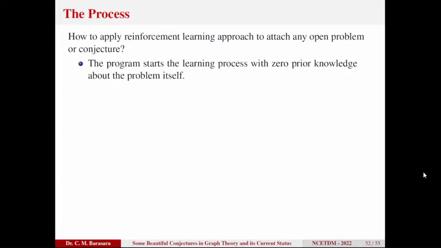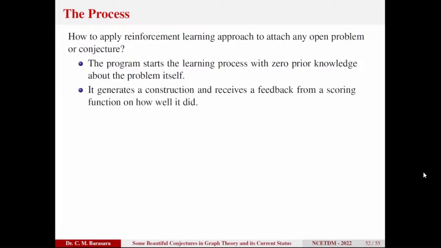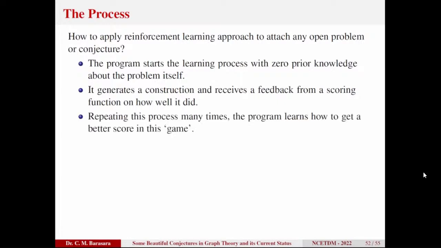Yes. The program starts the learning process with zero prior knowledge about the problem itself. We just feed the constraints and receive feedback from the scoring function on how well the program has done the construction. And we make the program repeat this process many times. From this, the program will learn how to get a better score.